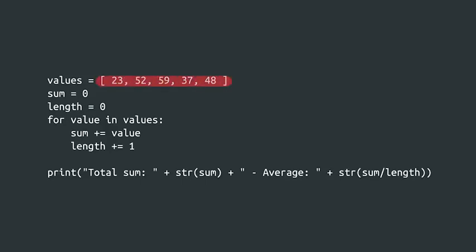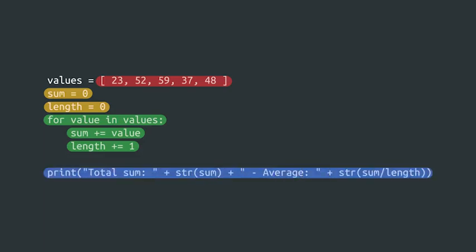Here, we're defining a list of values. After that, we're initializing two variables, sum and length, that we'll update in the body of the for loop. In the for loop, we're iterating over each of the values in the list, adding the current value to the sum of values, and then also adding 1 to length, which calculates how many elements there are in the list. Once we've gone through the whole list, we print out the sum and the average.